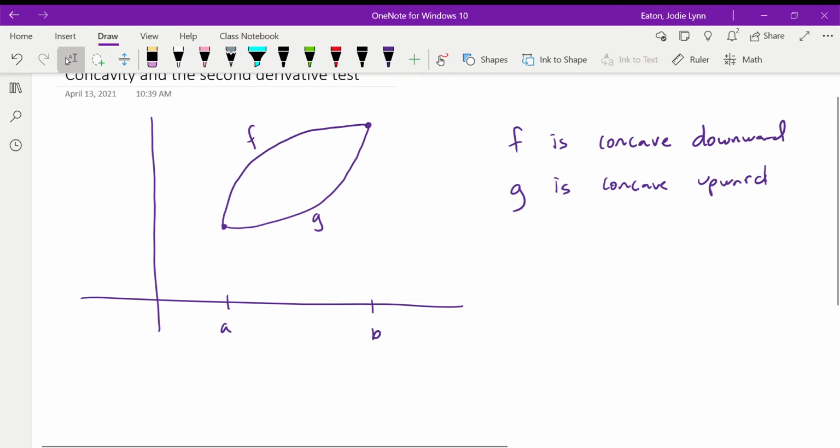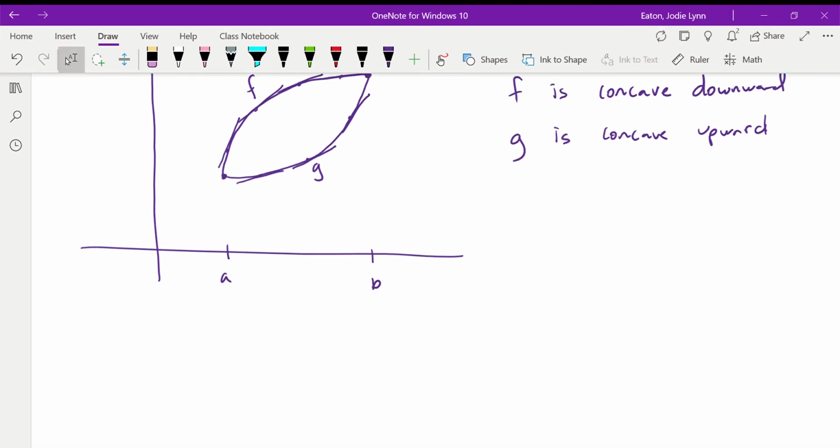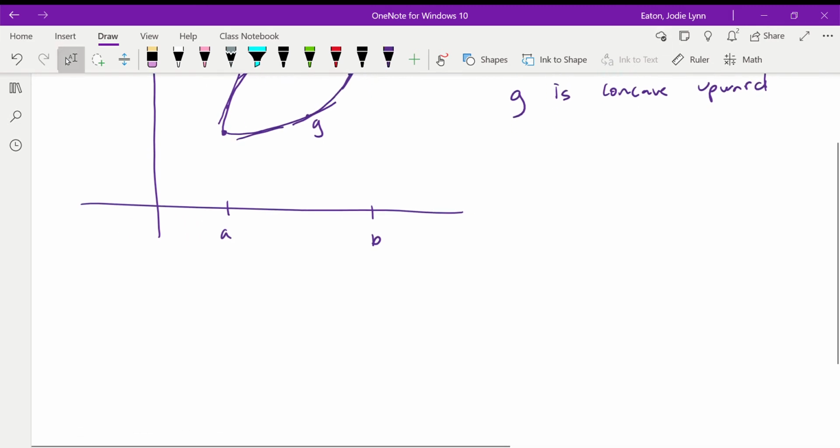So how can we define this a little more formally than curving downwards or curving upwards? Well, if I draw the tangent lines in for F, one thing I notice is that F is always below the tangent lines and G is always above the tangent lines. So we're going to use this to define concave upward and concave downward.